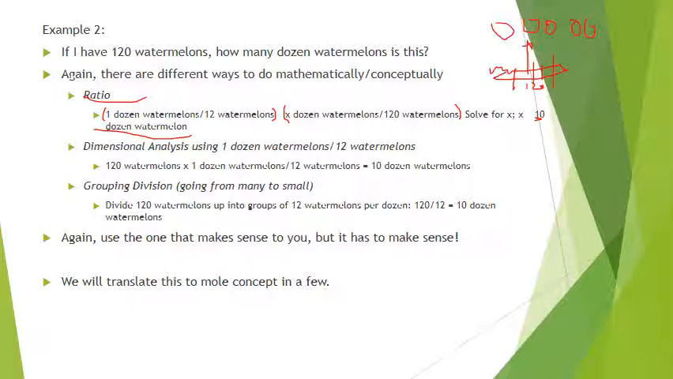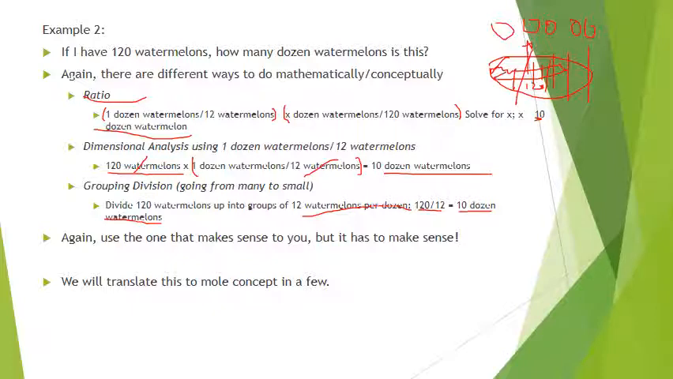Okay, dimensional analysis, you start out with 120 watermelons. Your conversion factor is 1 dozen watermelons per 12 watermelons. The watermelons cancel out, and you end up with 10 dozen. And then finally, the grouping: you take 120 and divide them up into groups of 12 watermelons per group. That's your grouping size. And you again end up with 10 dozen. Use the one that makes sense to you, that you like to work with, but again, it has to make sense.